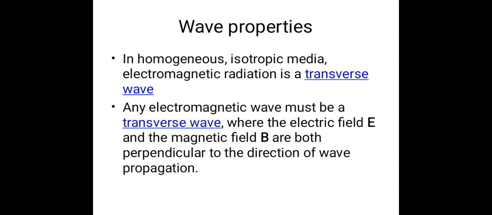Wave properties. In homogeneous isotropic media, electromagnetic radiation is a transverse wave. Any electromagnetic wave must be a transverse wave, where the electric field E and the magnetic field B are both perpendicular to the direction of wave propagation. So just remember, this wave is a transverse wave with magnetic field B and electric field E both perpendicular to the direction of wave propagation. So transverse wave is a very important term here.